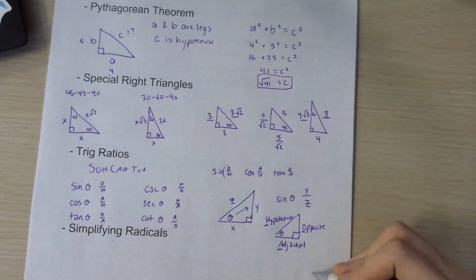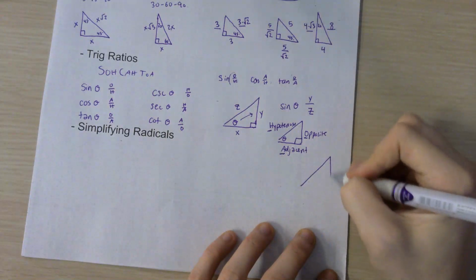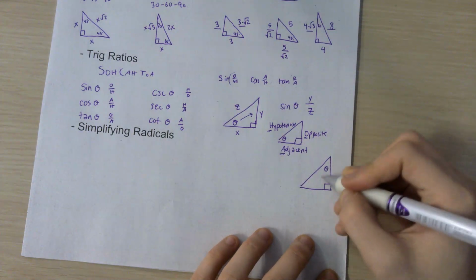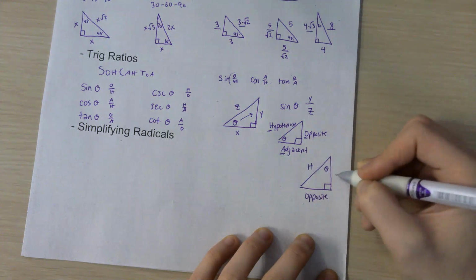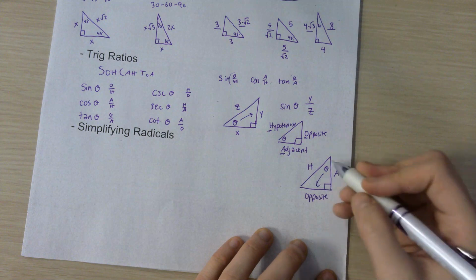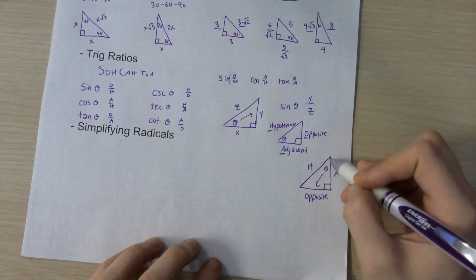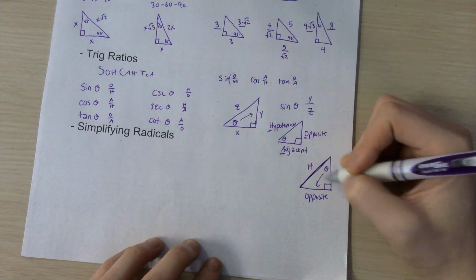Alternatively, right, if I had another triangle, and this was our theta up here, then our new opposite would be over here. Hypotenuse, adjacent, right? Because this is now opposite of our theta. So depending where the theta is, your opposite will change. But the hypotenuse is always diagonal of the right angle.